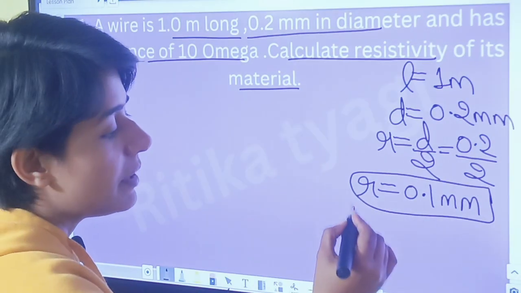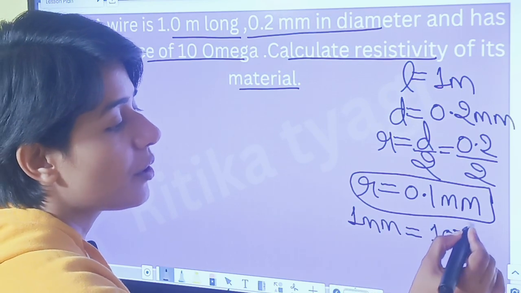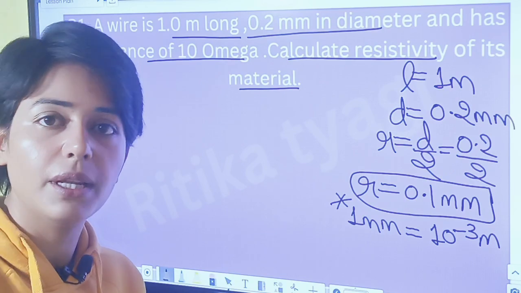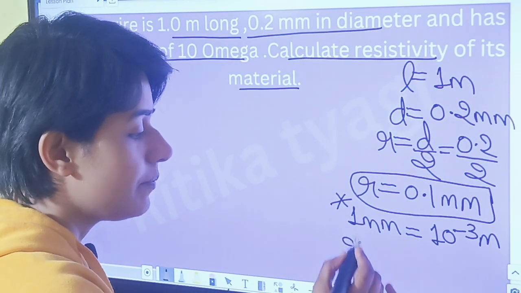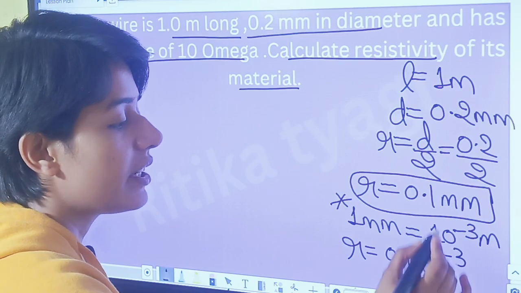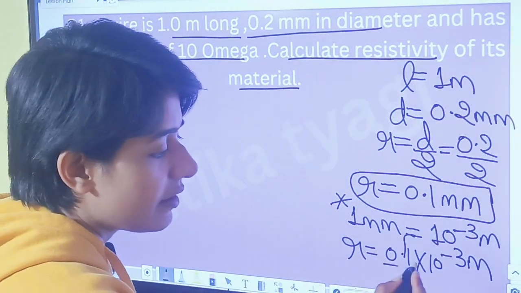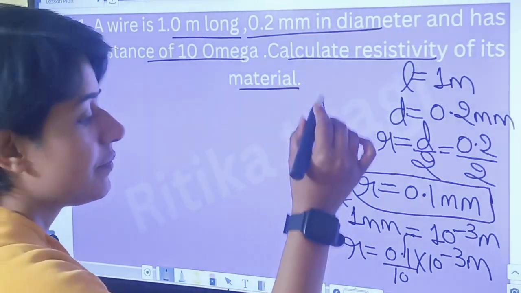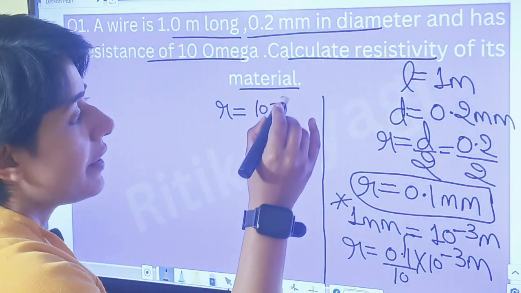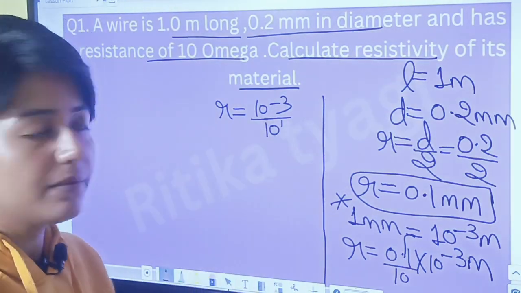Convert millimeter into meter. 1 millimeter is equal to 10 to the power negative 3 meter. It is the relation between 1 millimeter and meter. Then R equal 0.1 multiplied by 10 to the power negative 3 meter. After that, displace the decimal. We get R equal 10 to the power negative 3 by 10. Power of this 10 is 1.